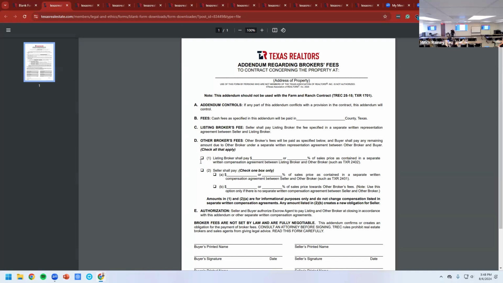B, flat fee or percentage of sales price towards other broker's fee. Note this, use this option only if there's no separate written compensation agreement. All right. You didn't do either one of those agreements, but you went ahead and you negotiated it, and the seller says they'll pay it. Then you'd put it on here.